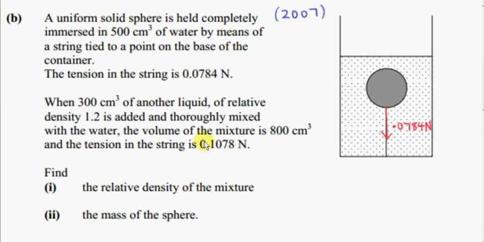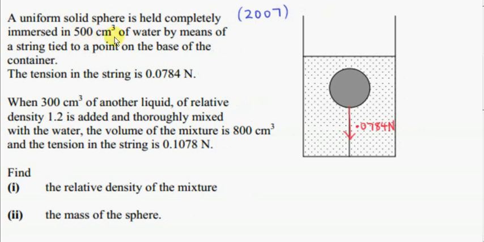Now the reason is because the liquid that's added in has greater density than the density of water. The density of water is 1000, or relative density 1. The density of this new liquid is actually 1200. So, in the first part we want to get the relative density of the mixture.